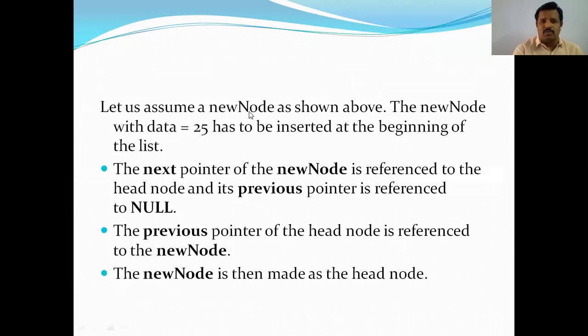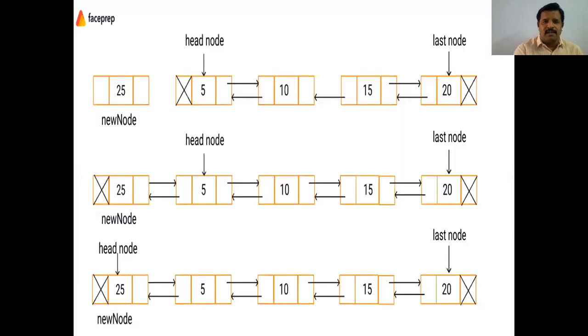Let us assume a new node as shown below. The new node with data 25 has to be inserted at the beginning of the list. So the procedure is: the next pointer of the new node is referenced to the head node, and its previous pointer is referenced to null. Then the previous pointer of the head node is referenced to the new node. The new node is then made the head node, right? This is the procedure.